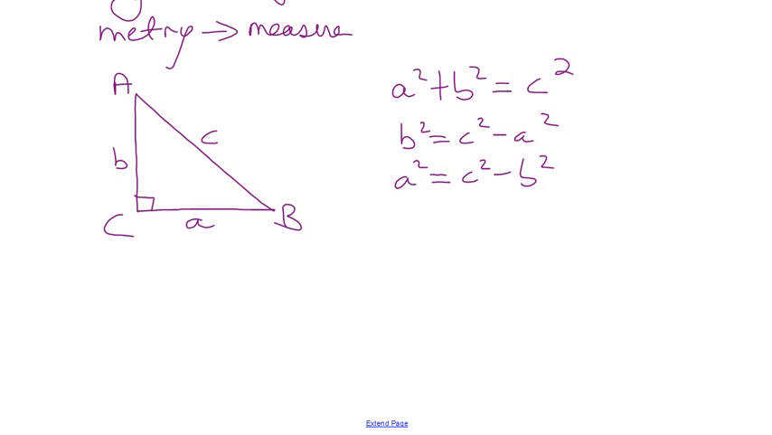And that's called what? Pythagorean theorem, right? Named after? Pythagoras. Okay. So that's the first thing we know about right-angled triangles, right? That the square of the hypotenuse is equal to the sum of the squares of the other two sides.